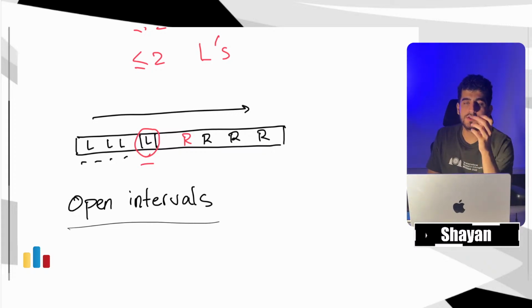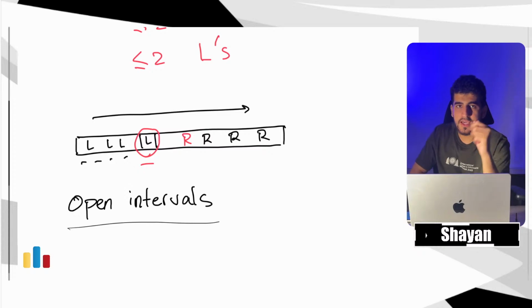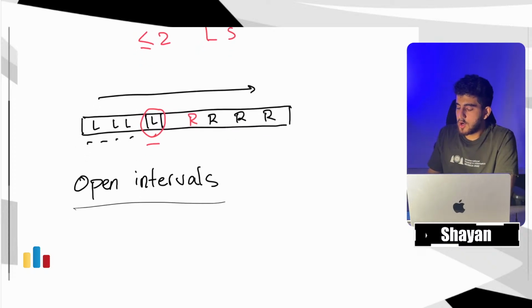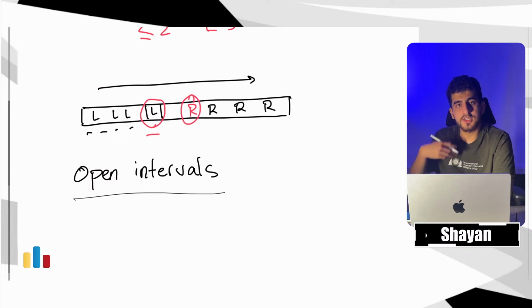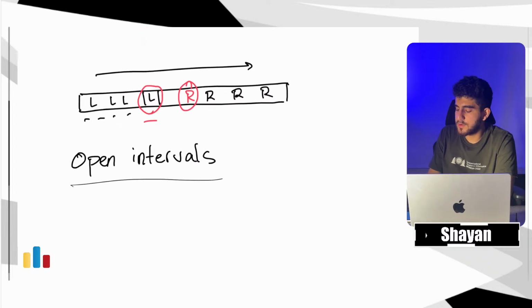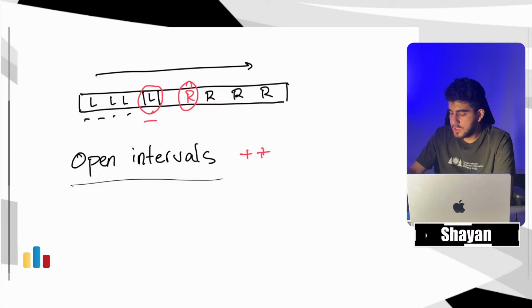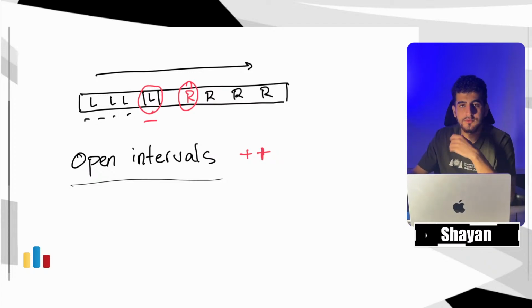Otherwise it cannot. So we greedily do this. Each time we consider the first L, if we can match it with something, we will match it. Otherwise we just skip it. There's nothing we can do. So I know the number of open intervals. Whenever I reach some L, I see if there was any R left, and I start another open interval from here. So I just say open intervals plus plus, if there was some R left. If there were no open intervals left, I just do nothing for it.